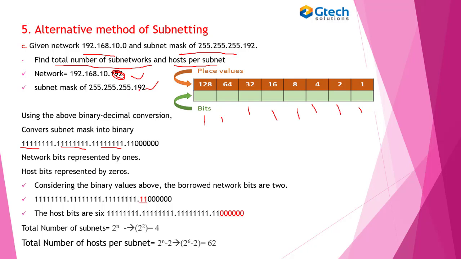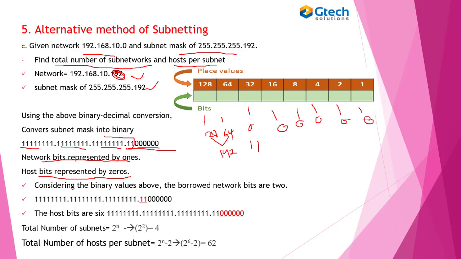Then 192. 192 falls here: 128, then it comes here 64. When you add them, 192. Then the remaining is 0, 0, 0, 0, 0, 0. So these are the borrowed bits. The ones represent the network, and the zeros are the host portion. Okay, network bits are represented by ones and the host bits are represented by zeros.